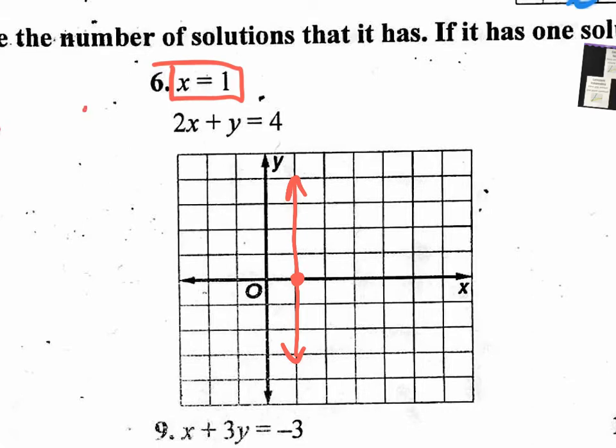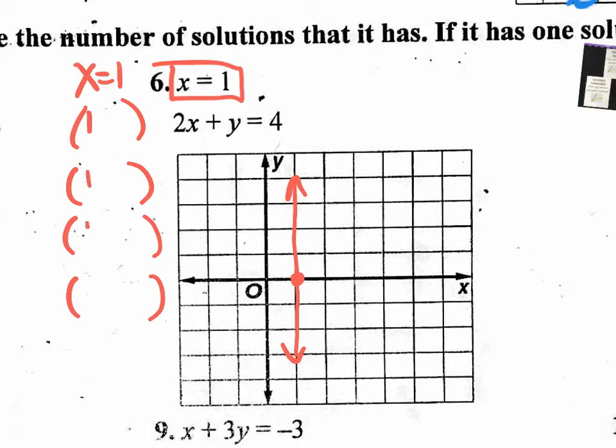Of course, you could just come up with a bunch of coordinates that satisfies x equals 1. That means a 1, 1, 1, 1. And over here, you could put whatever you want. Negative 1, 0, 2, 1, whatever you want. And if you see the coordinate 1, negative 1, it's right here. 1, 0 is right there. 1, 1 is right there. 1, 2 is right there. You'll see that you get that perfect vertical line.